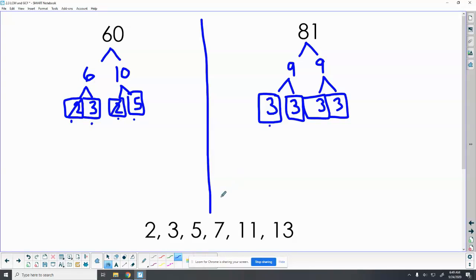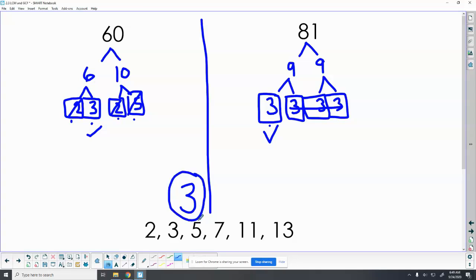3, 3. There is a 3 in both of them. So I'm just going to write it down below. And I've used that. So that one's done and that one's done. So do we have a 5 on both sides? We do not. So even though there are more 3's, they're not in opposite problems. So we can't use them. They are not helpful to us right now. So the GCF of 60 and 81 is 3.